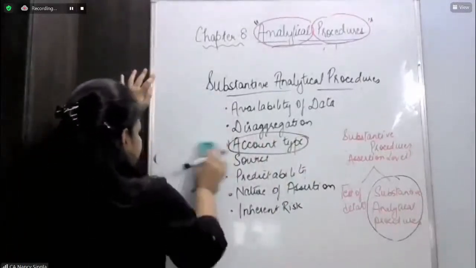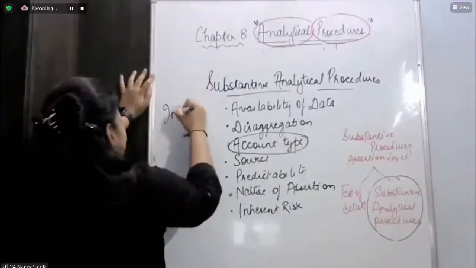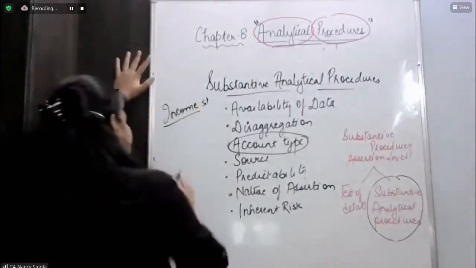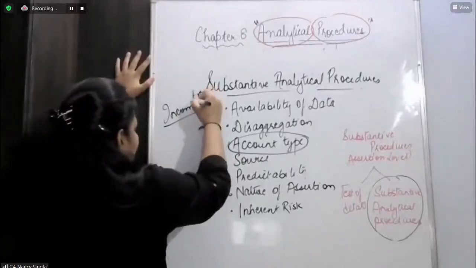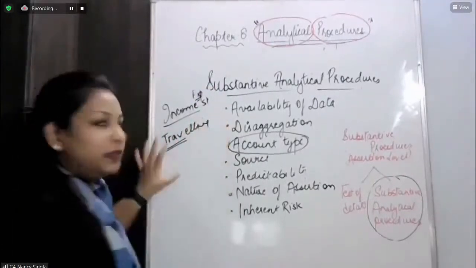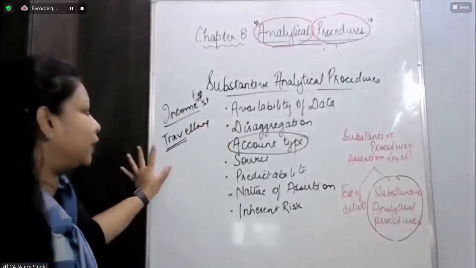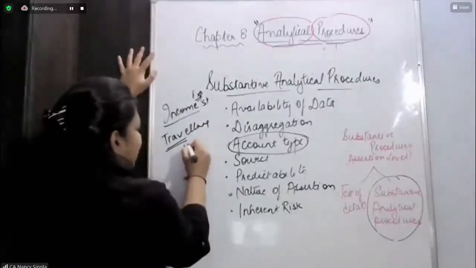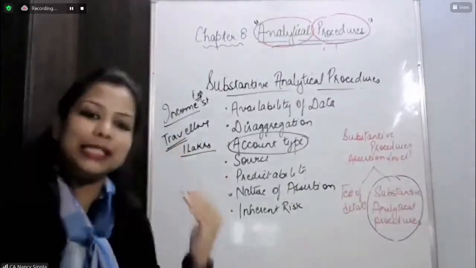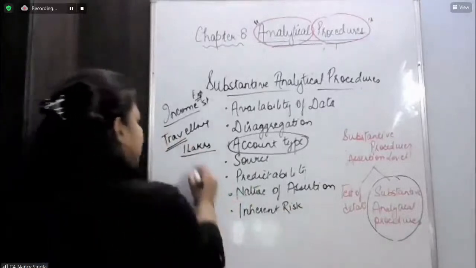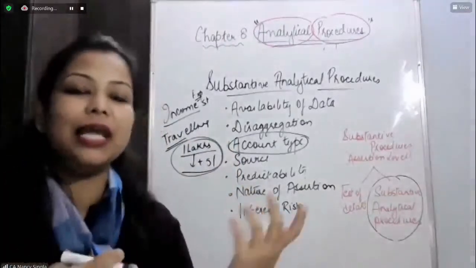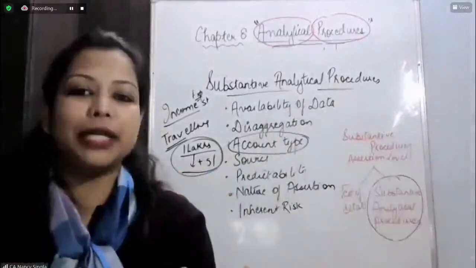A very simple example. Say there is some item from the P&L, an income or expense account, let's say traveling. With respect to an income or expense item, the auditor can always expect that last year the company incurred an expense of 1 lakh as traveling expense, and this time I am expecting a 5% increase. So this is a kind of predictable item. You can predict any income or expense: last year it was this much, this year I am expecting this much.